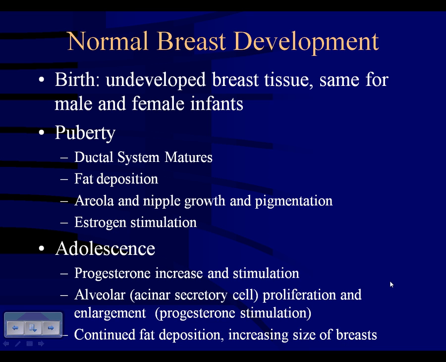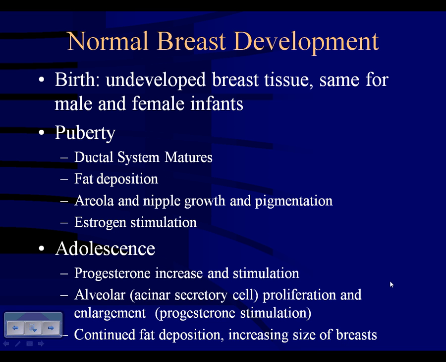At birth, the breasts are undeveloped, and they're exactly the same for both male and female infants. It's the hormones that help to stimulate the growth of the breast tissue. It's important to know that in males, they only have a ductal system. The lobular system, the acinar structures, in males undergo degeneration and don't persist after fetal life. So in males, you only have a ductal system.